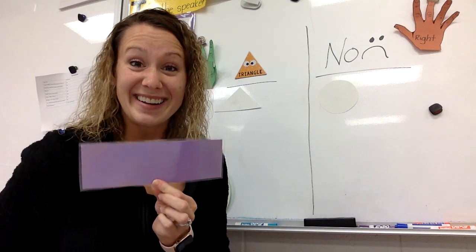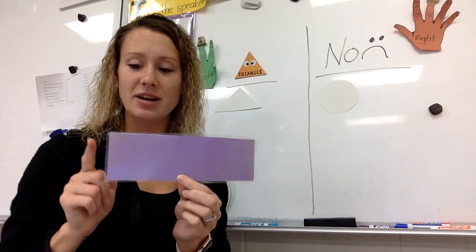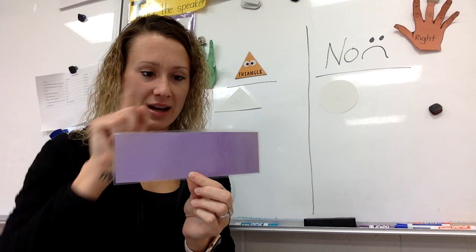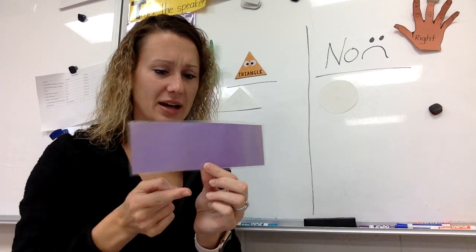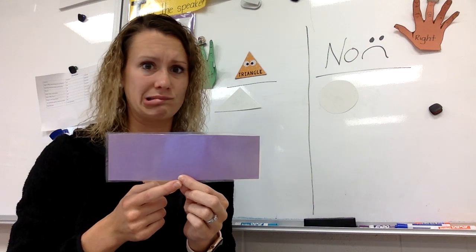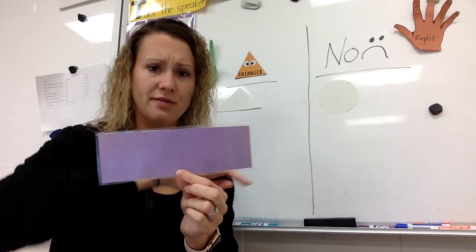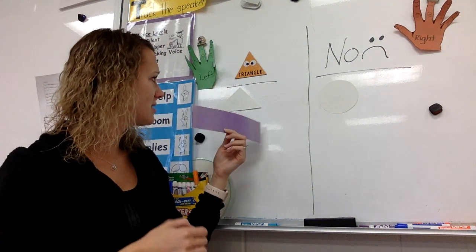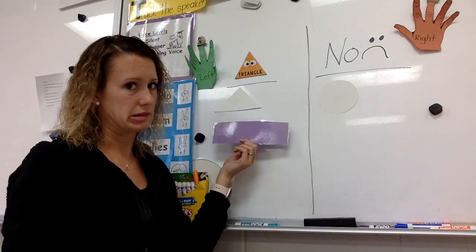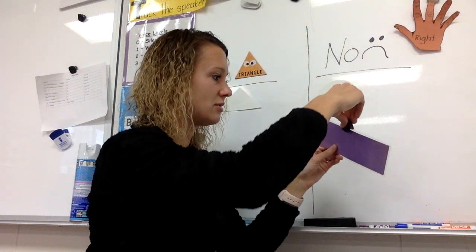Is this a triangle? Well, I don't know. Let's count. It should have 3 sides. Ready? Set. Go. 1, 2, 3, 4. That's 4. So no, let's count how many angles. 1, 2, 3, 4. So can I put this one over here by the triangles? No, not a triangle.